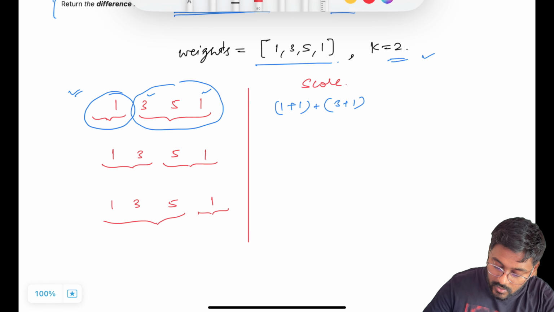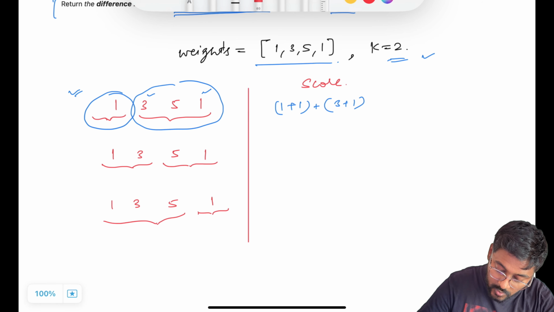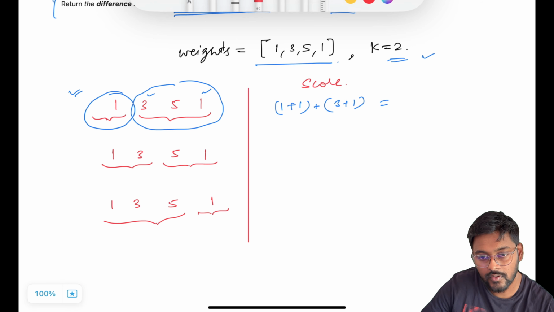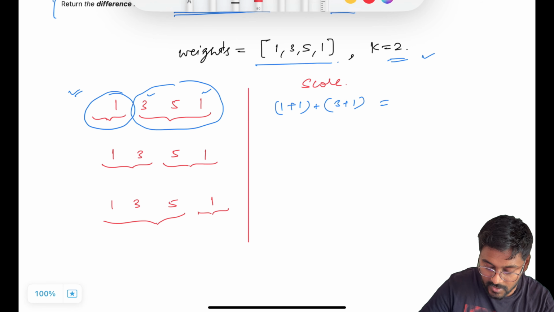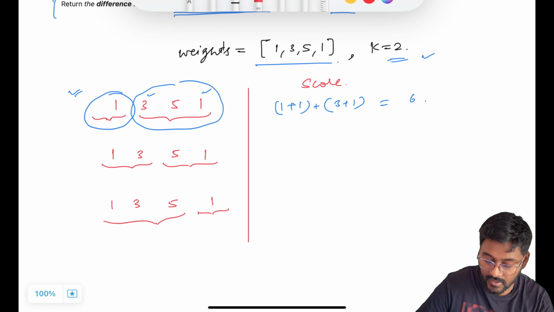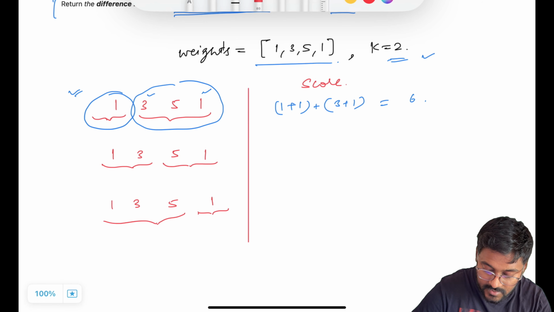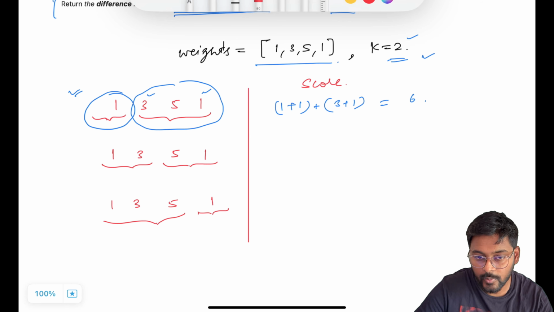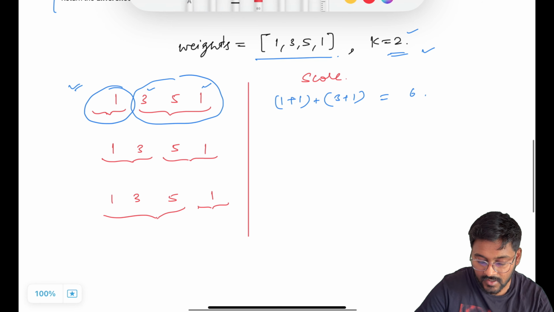So what is the score? The score is the sum of the cost of all the bags. 1 plus 1 is 2, plus 4, that is 6. Right? And see, if k equals 2, it means we only have 2 bags. With 2 bags, it's something like a slice over the array, cutting it into 2 pieces.